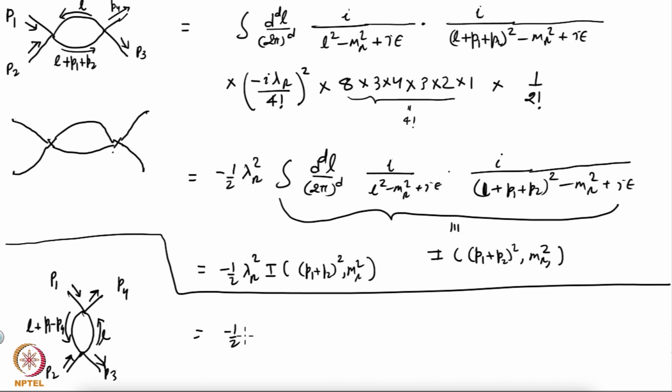And the expression would be minus half lambda_r square, the same integral, but the argument will be this time P1 minus P4 square, m_r square. Okay, that P1 minus P4 is coming because of this propagator, L plus P1 minus P4. So the same argument which I gave earlier tells you that the result will depend on P1 minus P4 whole square.